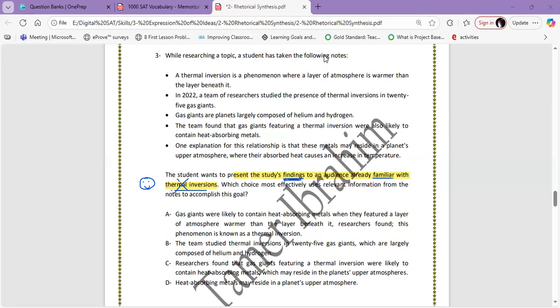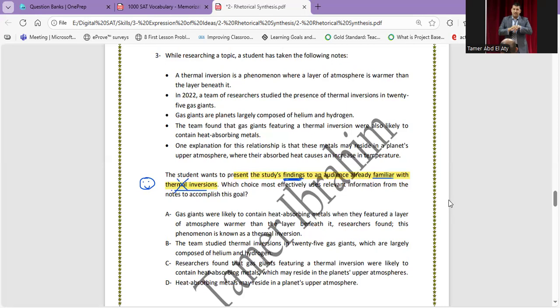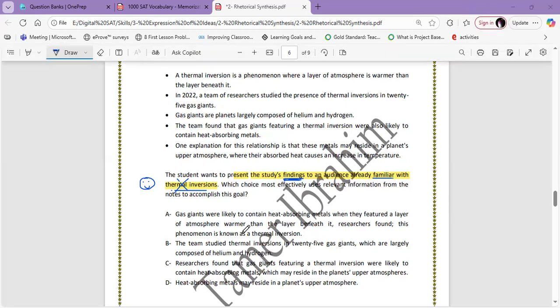Okay, let's find. Unfortunately, we had three that got this wrong. Here he said, I want the study findings for an audience already familiar with thermal inversion. He said gas giants were likely to contain heat absorbing metals. He doesn't talk about the findings. When they featured a layer of atmosphere warmer than the layer beneath it. Researchers found, okay, these are the findings.